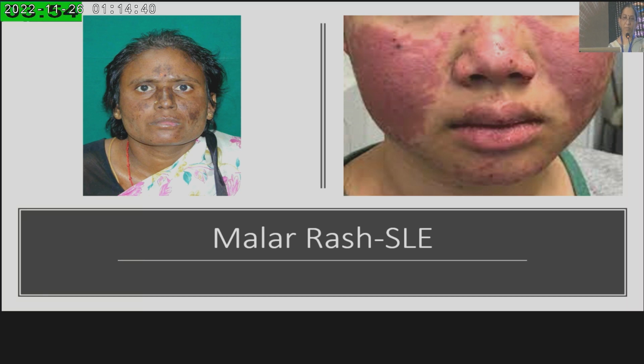Now you'll all remember this butterfly rash or malar rash from your MBBS days. It's part of the diagnostic criteria for SLE.